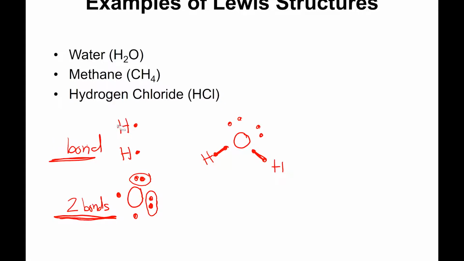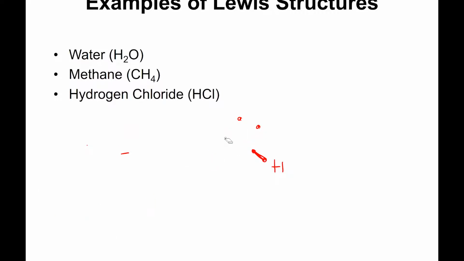Now let's try another one. Methane. This involves carbon. This is CH4. Carbon, we look at its number on the periodic table. It has 4 valence electrons. So I'm going to do the same thing I did with oxygen.